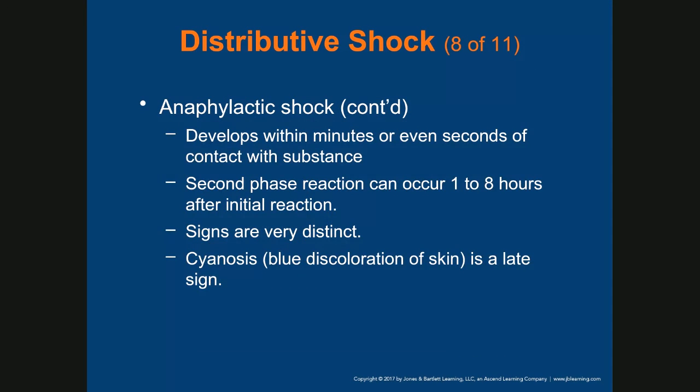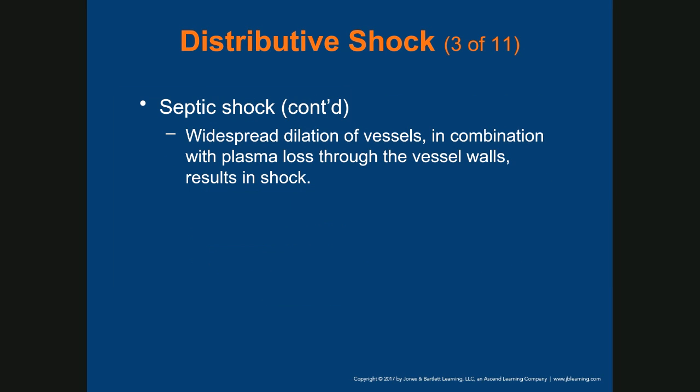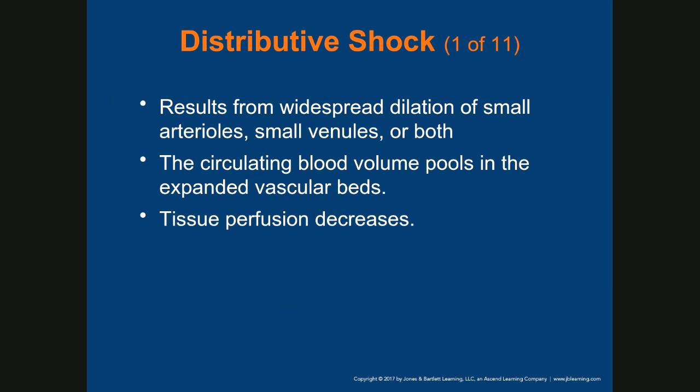Now let's look at the final one, the final distributive shock, which is sepsis. All right. So distributive shock results from widespread dilation of small arterioles, small venules, or both. The circulating blood volume pools in the expanded vascular beds, and then tissue perfusion decreases. So again, the ultimate problem with distributive shock is widespread vasodilation. However, you must be able to determine what is causing it.